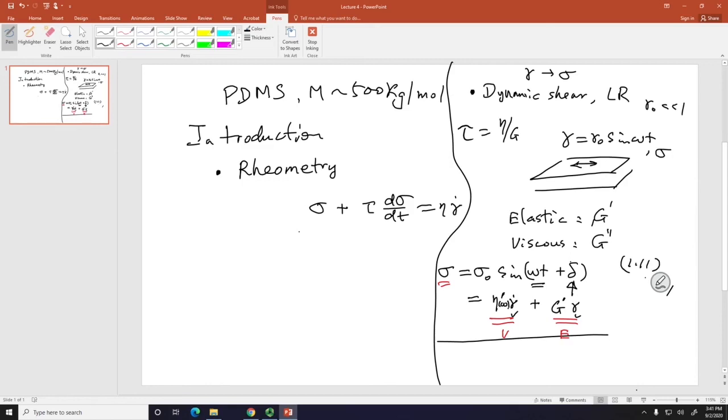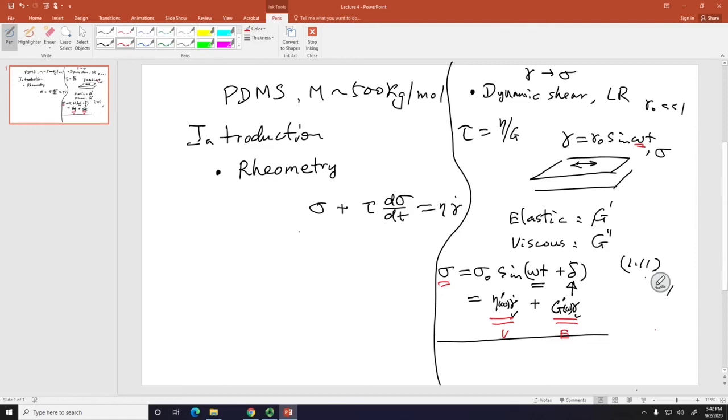It turns out these two quantities vary depending on the frequency you're using. Okay? That's it. We have no idea so far what G prime looks like, how it would depend on omega, how eta prime would depend on omega. We just know maybe this should be the way it is. So these are just definitions, very, very fundamental.